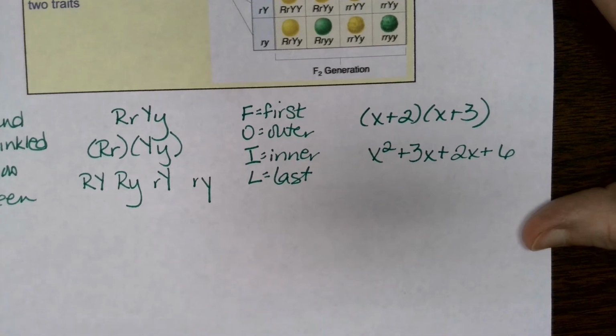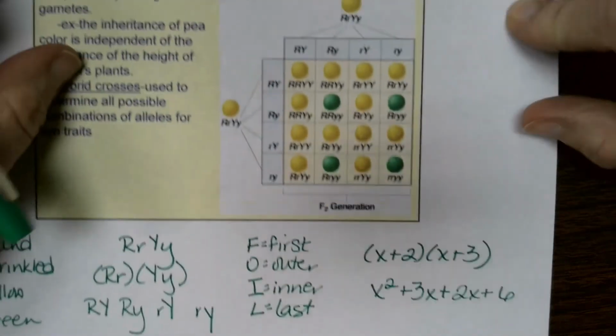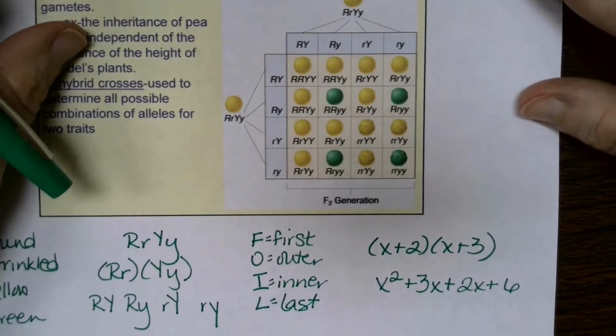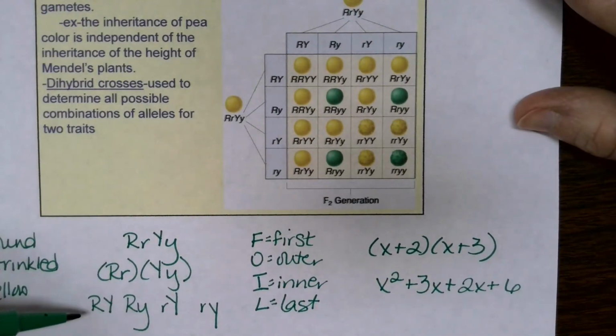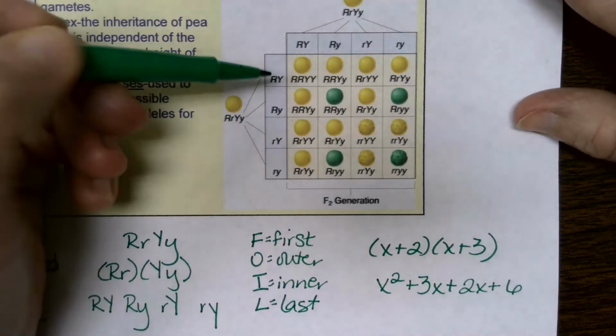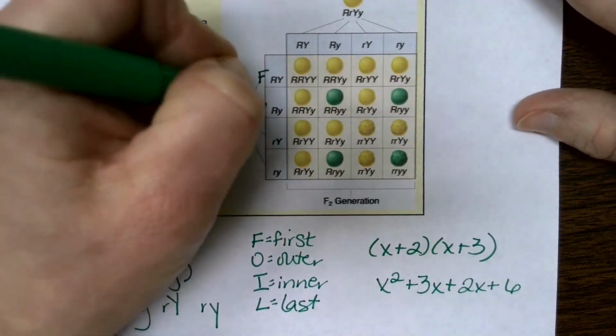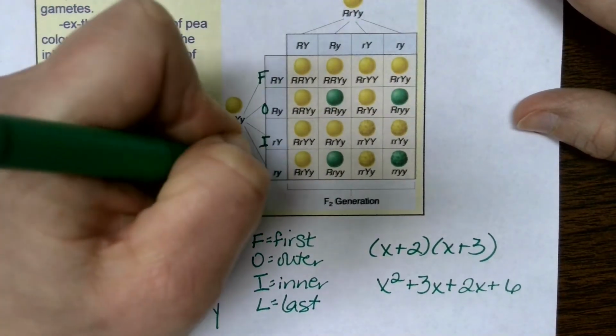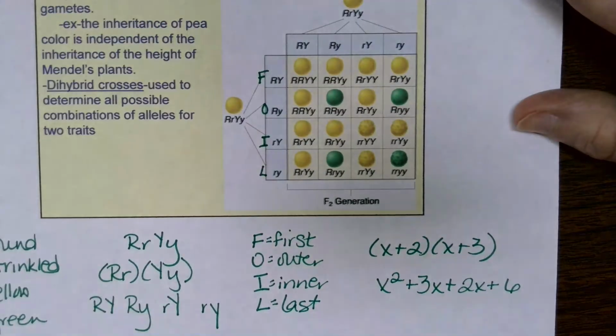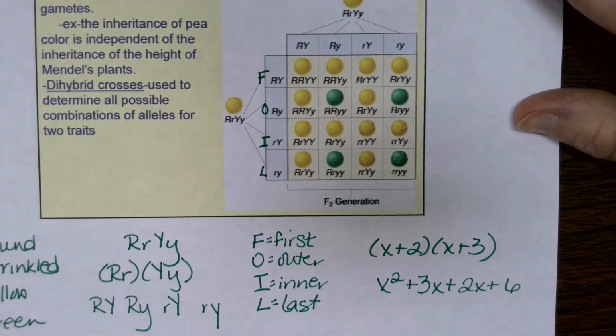Okay, so then in those particular parents, because they are the same, we can see, let me see if I can get, okay, so here's what I just wrote down following FOIL. There's my first, my outer, my inner, and my last. Okay, so I'm going to give you another example down here real quick.